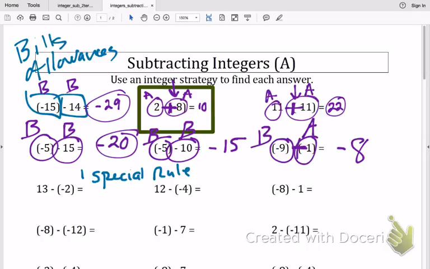Congratulations. Here's the special rule one more time. Negative becomes a positive there. That negative became a positive. We have an allowance and an allowance. $13 and $2. It gives you 15. Okay, it gives you 15.